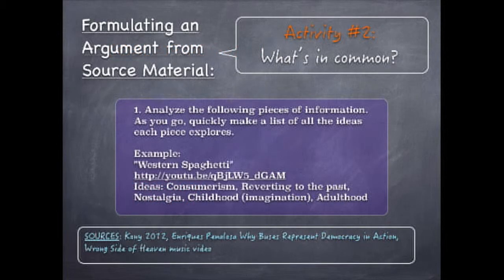Activity B will be primarily focused on finding what is common. Step 1 is to analyze the following pieces of information. As you go, quickly make a list of all the ideas that each piece explores. The first example is the video Western Spaghetti on YouTube. Some common ideas throughout the video are consumerism, reverting to the past, childhood imagination, nostalgia, and the transition to adulthood.